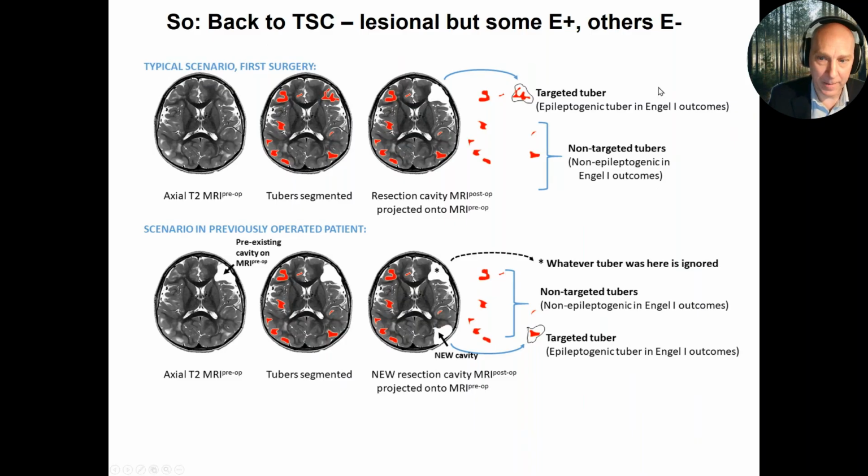And the resected tuber here highlighted in red, we refer to as the targeted tuber, and when the patient would become seizure-free, that would also be the so-called epileptogenic tubers, and these other tubers then become non-epileptogenic because the patient is seizure-free while these lesions are left in place.